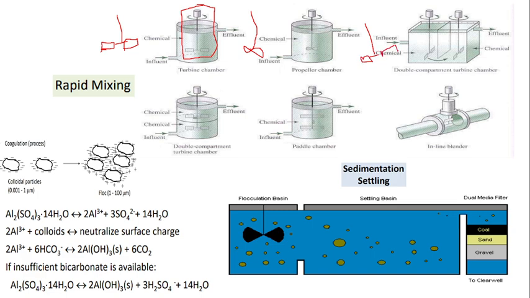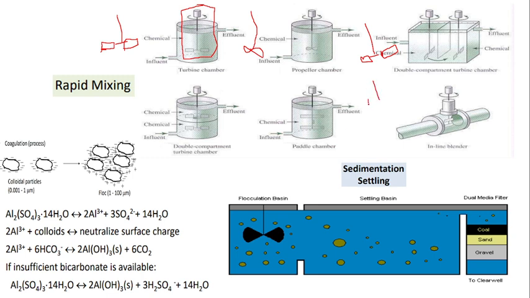Since two turbine type impellers are used and it is divided into two compartments, it is called a double compartment turbine chamber. This is also a double compartment turbine chamber. Here it is horizontally divided into two compartments. Here it is vertically divided into two compartments. That is the only difference. And this is the paddle chamber.